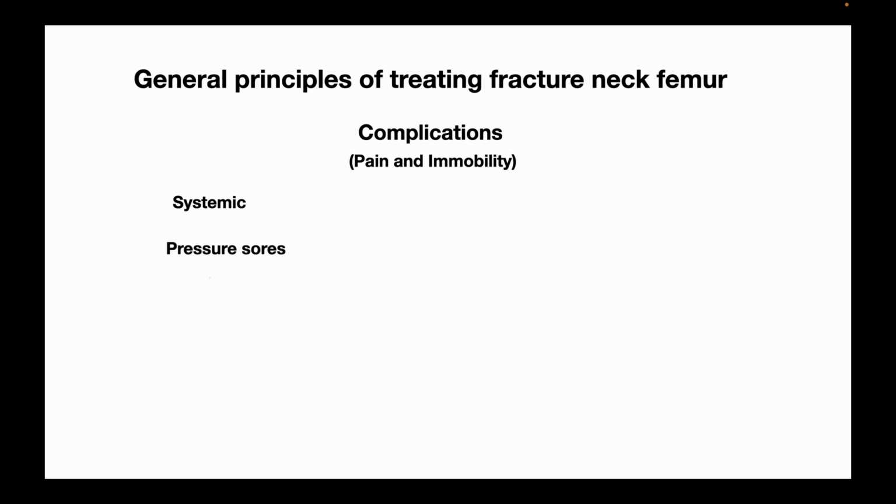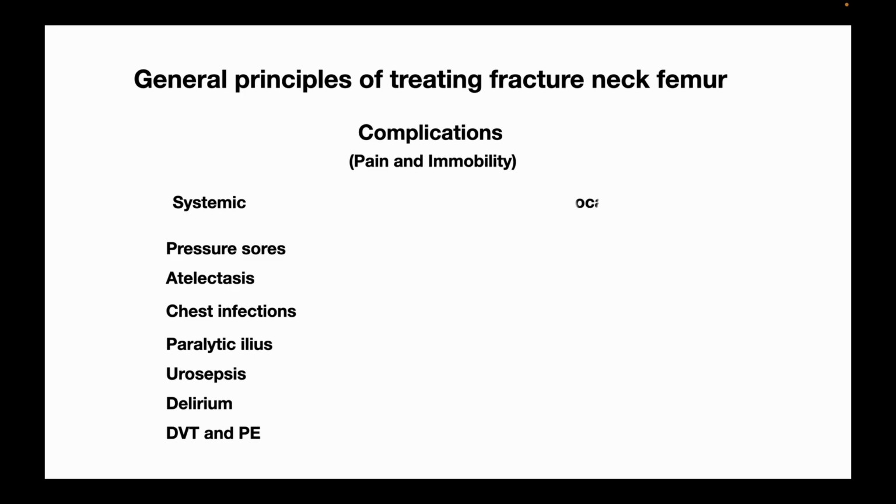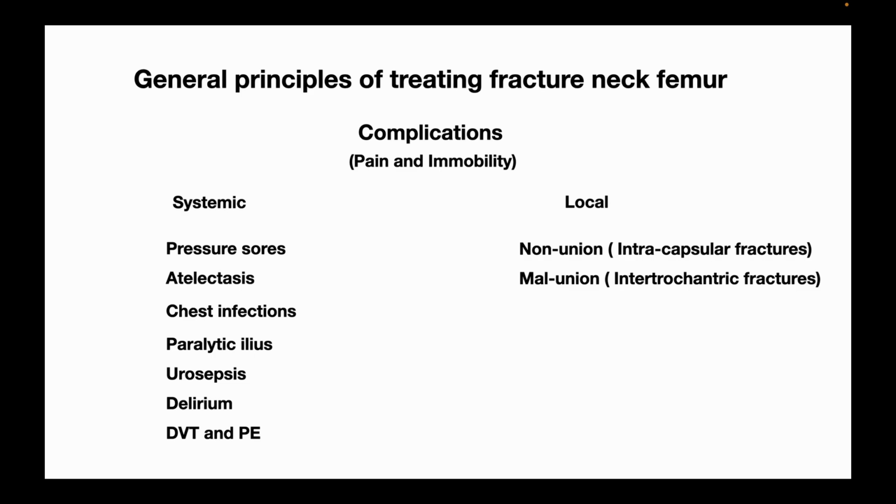Fractures of the proximal femur are aggressively treated because of significant morbidity and mortality risks. Most of the complications can be attributed to pain and immobility. Systemic complications that patients tend to develop are decubitus ulcers, atelectasis, chest infection, paralytic ileus, urosepsis, delirium, DVT and PE, and a host of others. Local complications are non-union in case of an intracapsular fracture of the femur, malunion in case of an intertrochanteric fracture, joint stiffness, muscle wasting, and osteopenia.